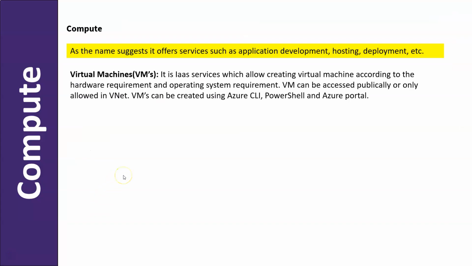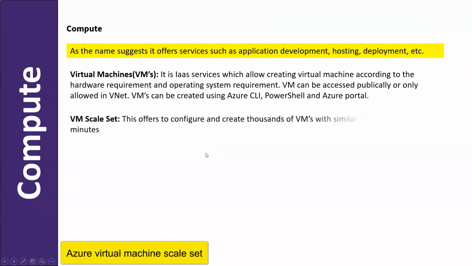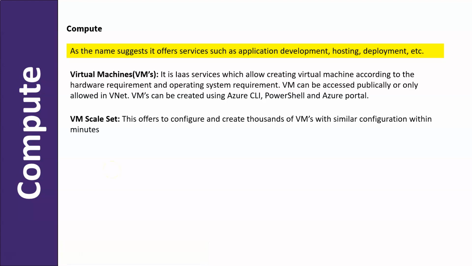Now let's talk about another service which falls under compute. Next one is the virtual machine scale set. This particular service lets you configure and create thousands of VMs with similar configuration within minutes. So basically, it lets you run your application or your service on hundreds of identical VMs. Let's go to the Azure portal and see how we can create a virtual machine scale set.